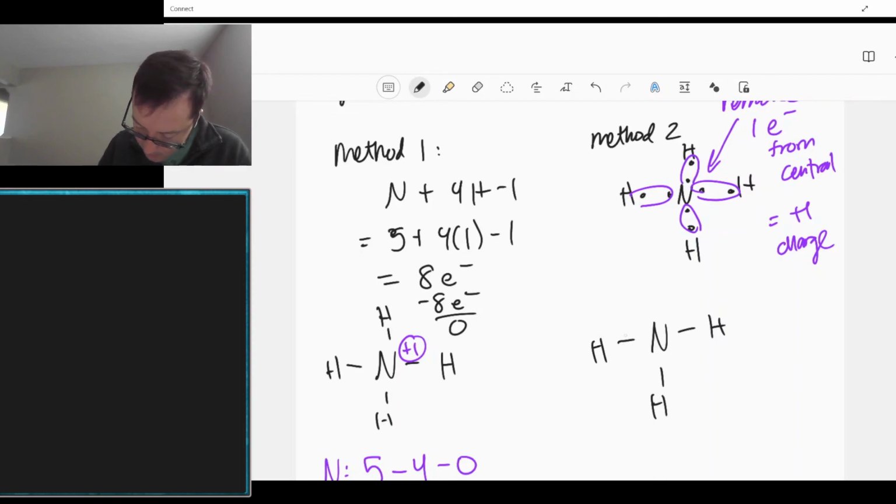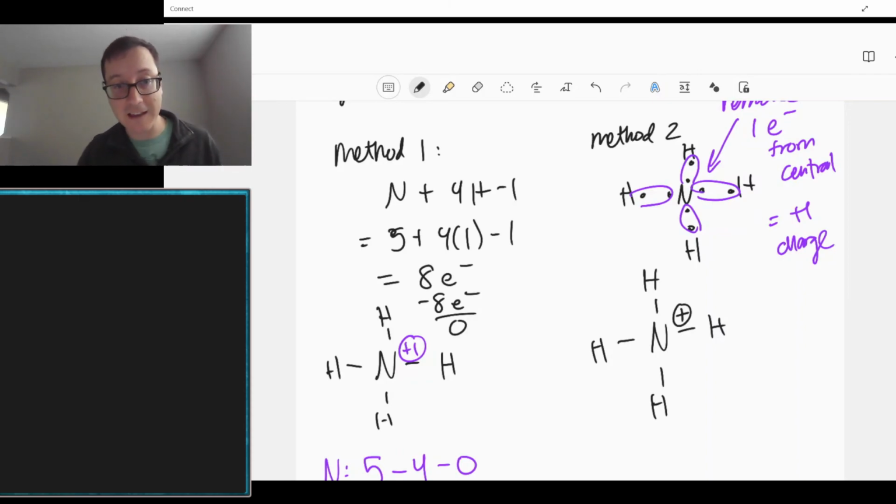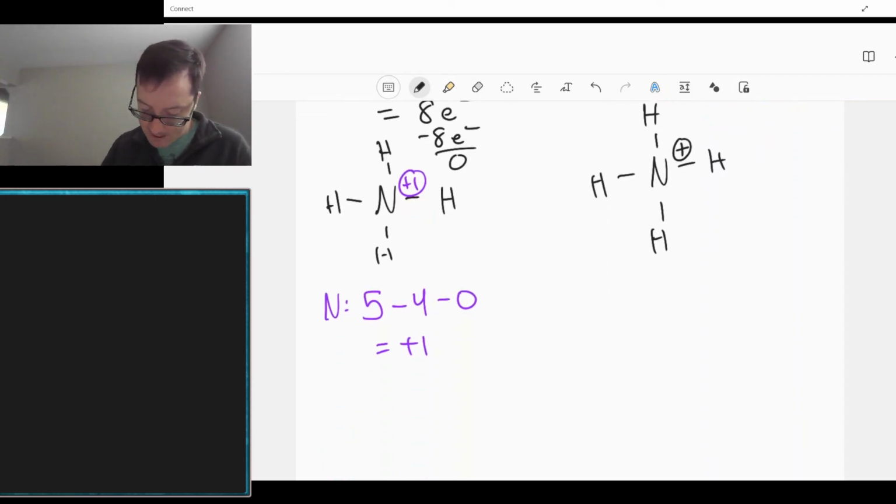We know that there's going to be a formal charge on nitrogen there. All right, so that's a positive one. It gets a little bit easier, in my opinion, to do the right side, but we'll do it again. We'll do another one where we compare them, and I think it'll make it a little bit easier to see the difference between the two methods. All right, let's do this one.